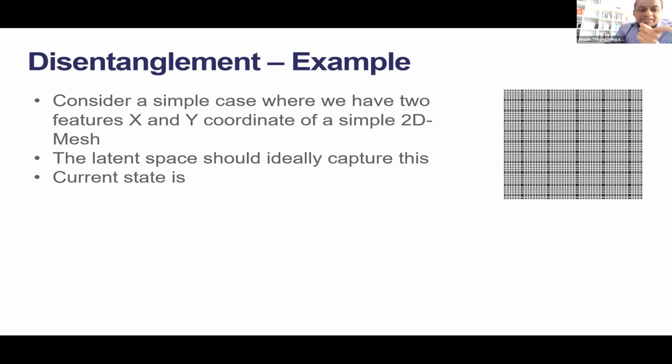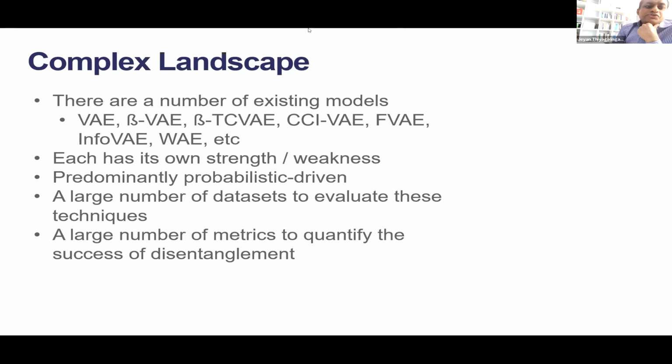Before showing that, let me show you a few other things. There are lots of existing models in the machine learning world, including the VAE, beta VAE, beta TCVAE, CCAVAE, FactorVAE, and so on and so forth. Each of them has its own strengths and weaknesses, and nearly all of them are probabilistically driven. In other words, they work out the probabilistic nature of the data and then try to fit this probabilistic prior to the actual distribution. And again, there are a large number of metrics for how to do that.